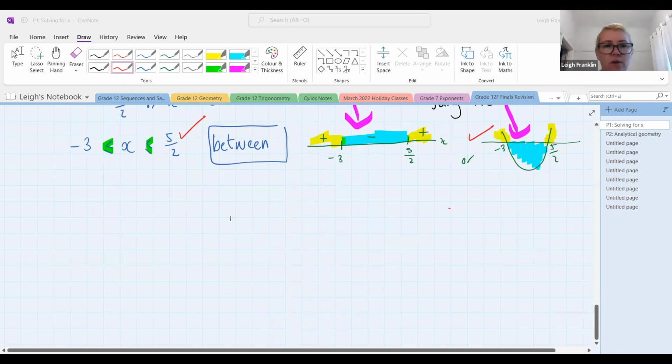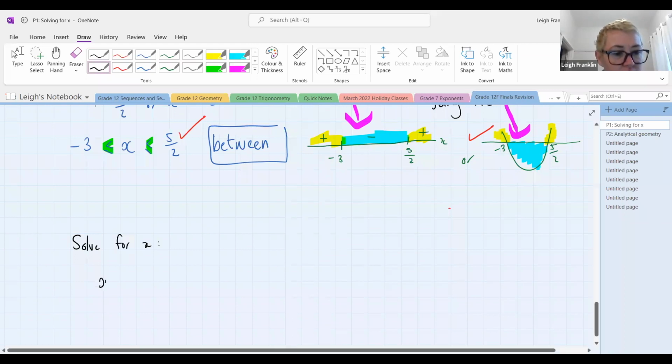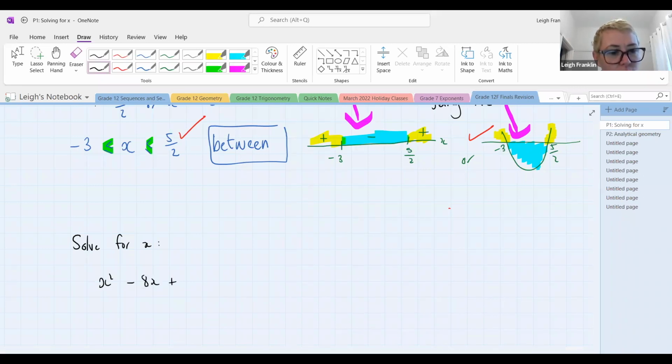Because what they could do, of course, we don't know what's coming at the end of the year, is they could do this to us. So let's say they say solve for x, and then they give us this. So x squared minus 8x plus 12 is greater than 0. What if they did that to us?